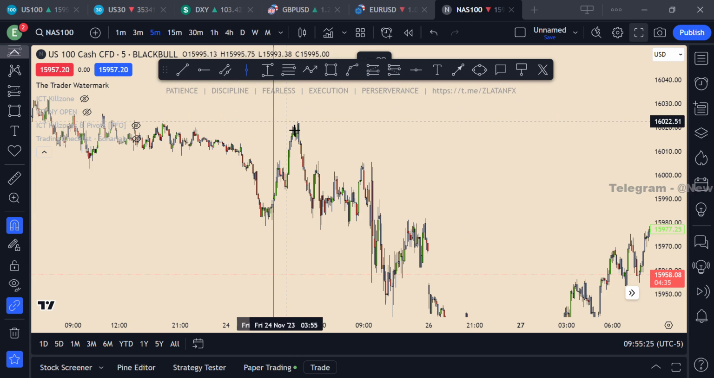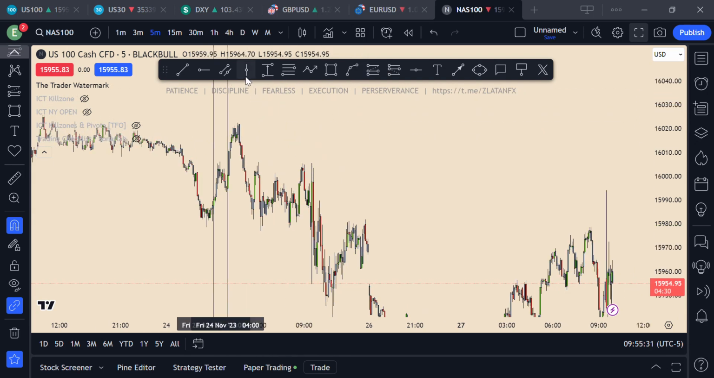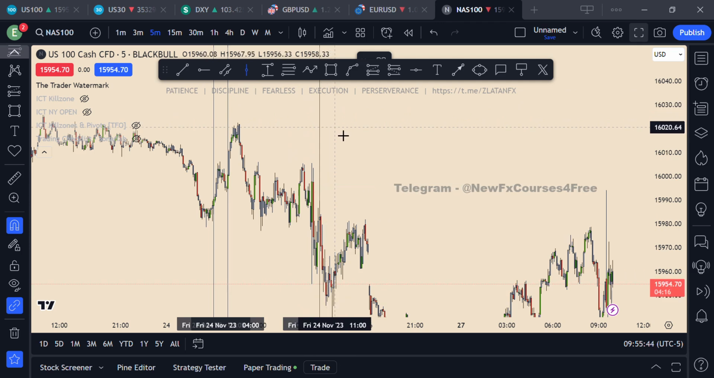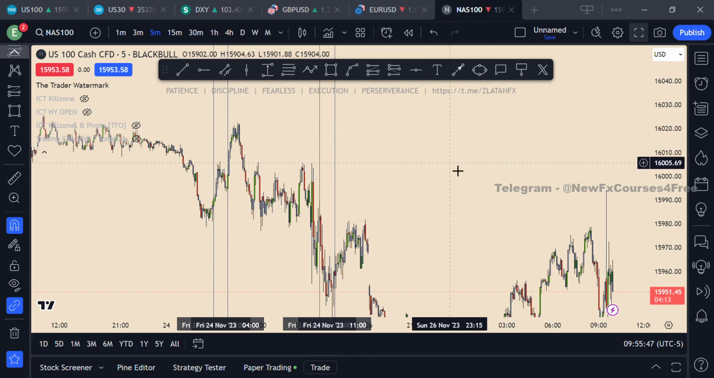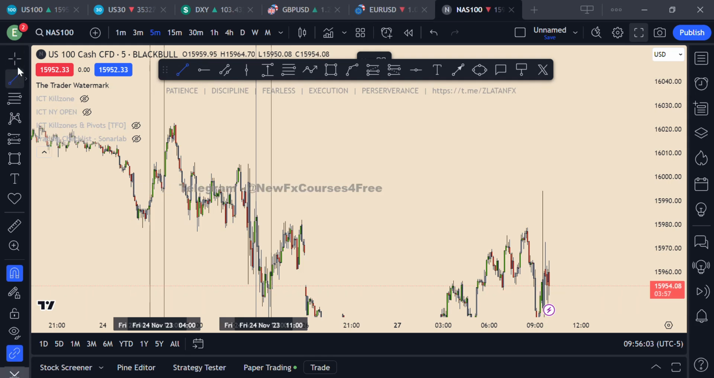So here is your 3 to 4 p.m. window, and here is your 10 to 11 window. Now I like making my executions on the 5 minutes time frame. There was Thanksgiving, sorry, so they didn't stay open today.